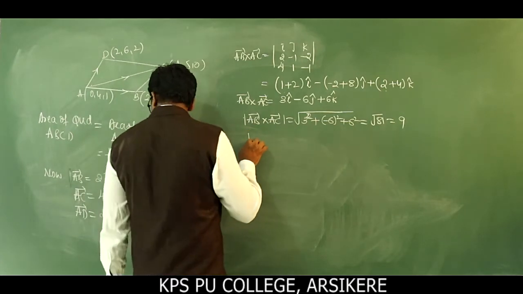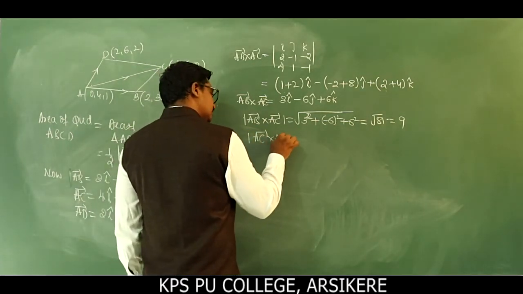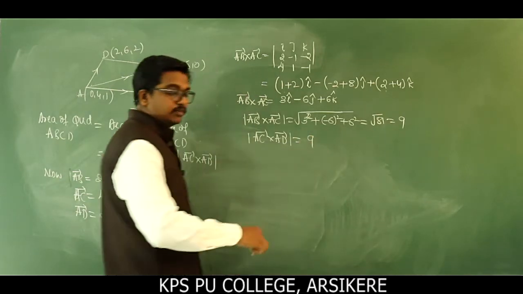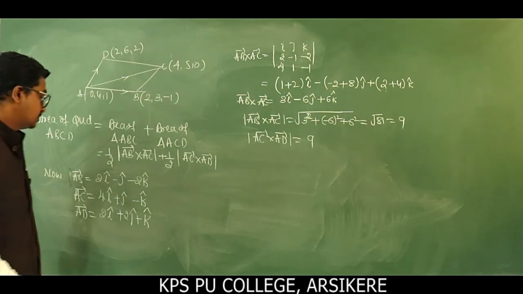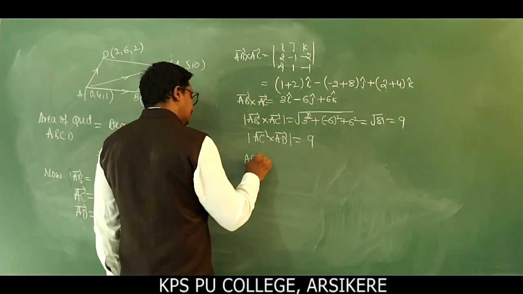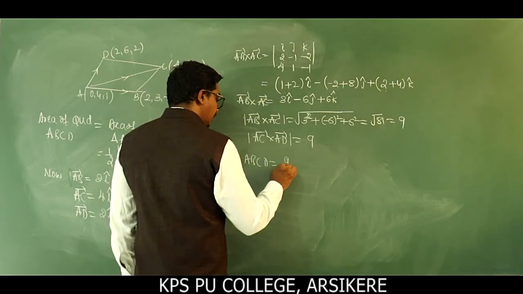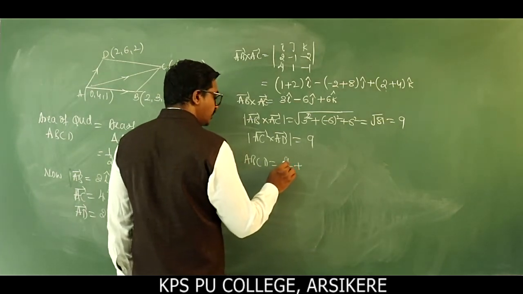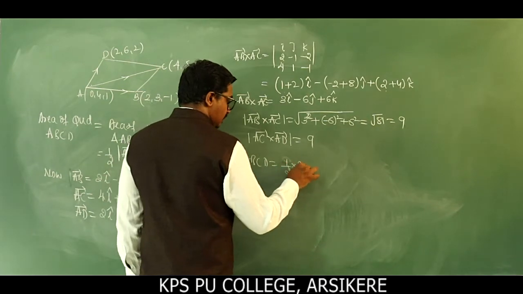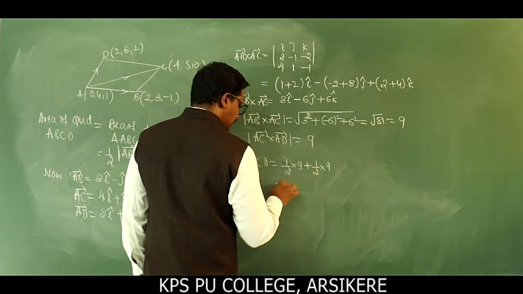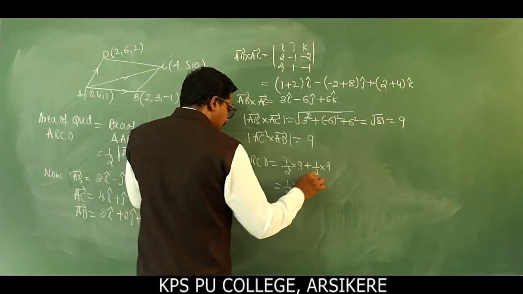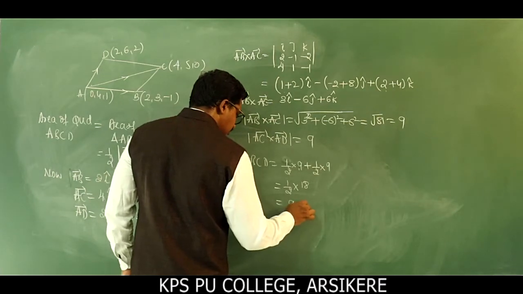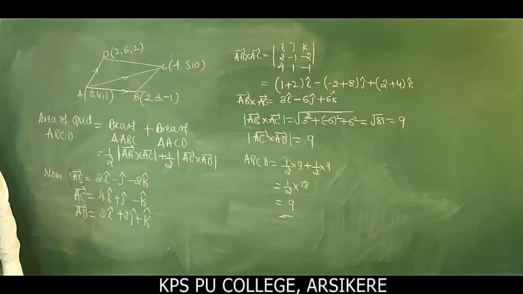Similarly, if we find AC cross AD, in that case we get 9. Simplify yourself, we get modulus of AC cross AD as 9. Hence, area of quadrilateral ABCD is equal to 1 by 2 into 9 plus 1 by 2 into 9. In both the terms 1 by 2 is common. Take it outside. This is 1 by 2 into 9 plus 9 is 18. We are left with 9 square unit. Area of the given quadrilateral is 9 square unit.